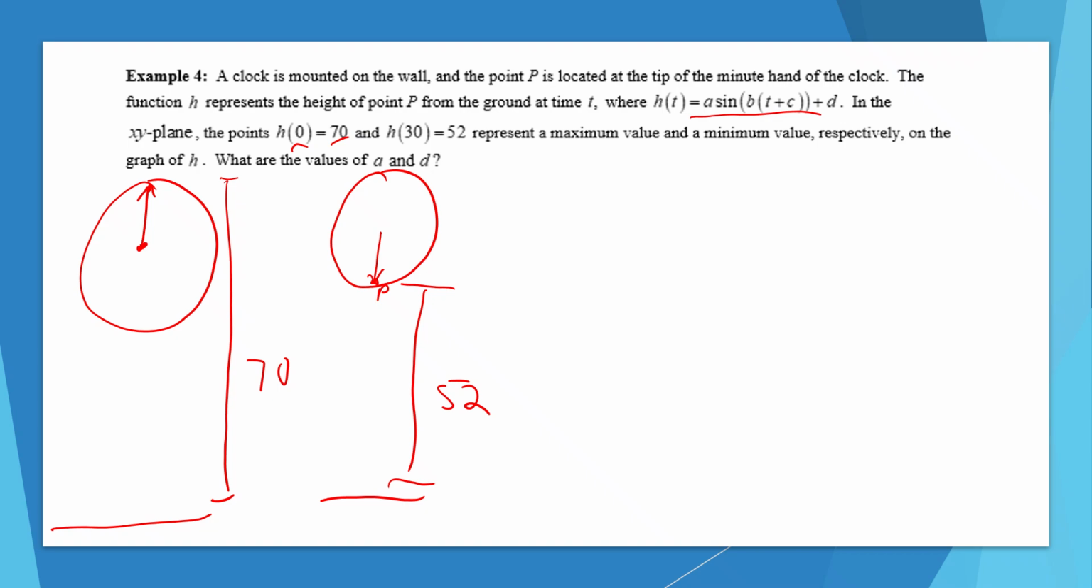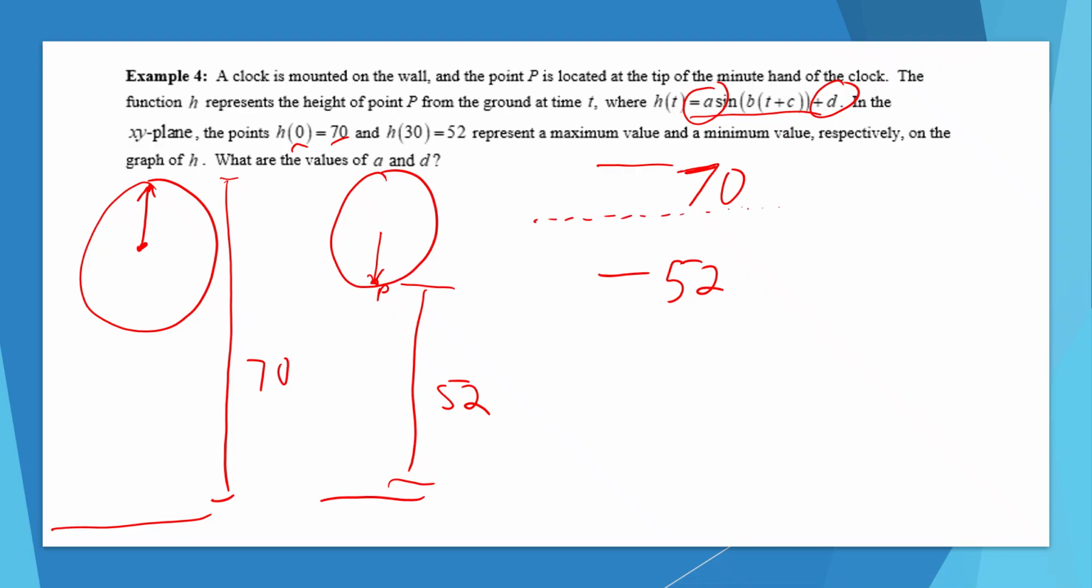And this represents a maximum, the furthest possible away it can be from the ground, and a minimum, the closest that minute hand can get to the ground. What are the values for A and D? Our amplitude and our midline in this case. So taking a look at our maximum and minimum, we have 70 and 52. So first thing I want to do is try to find a midline, right?